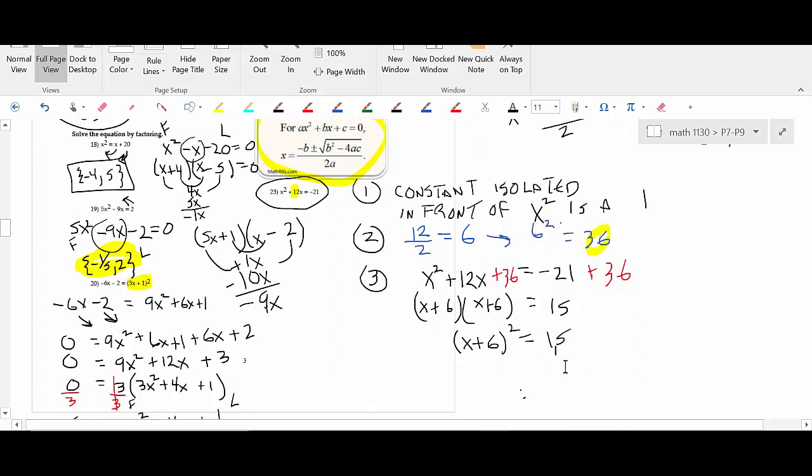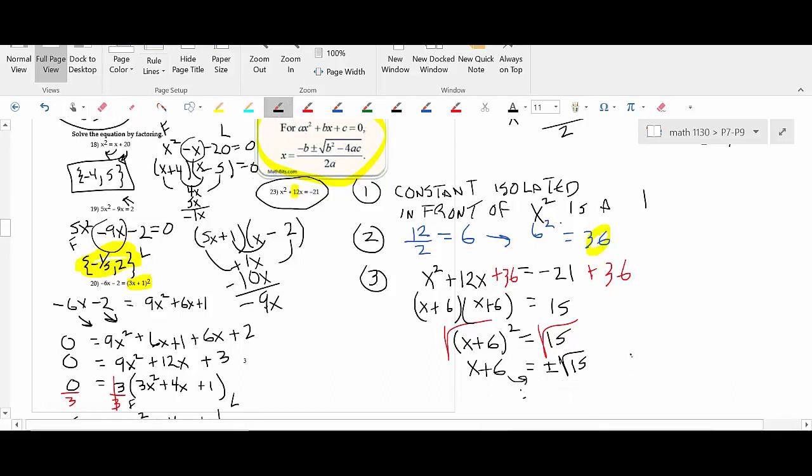Everybody with me there? What do I do now? Square root of both sides. It's like the thing I did just a few minutes ago. So you want to square root both sides. What you're going to end up having is x plus 6 equals plus or minus square root of 15. And 15 is just an irrational number, so you leave it alone. Then you want to move the 6 to the other side, and you would have x equals negative 6, and then plus or minus that root.